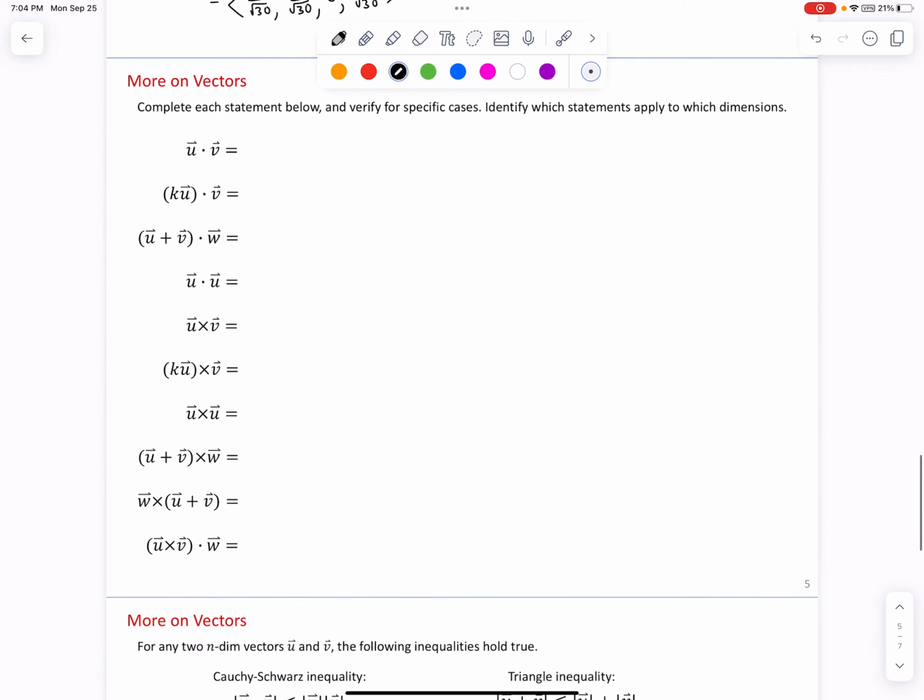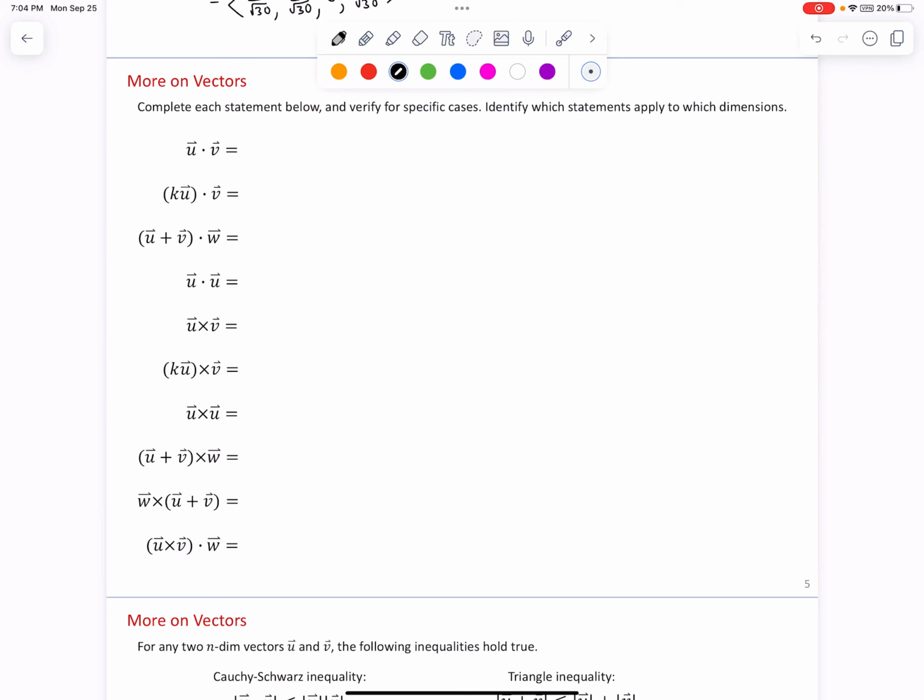Okay, let's go to the next page. Complete each statement below and verify for specific cases. Identify which statements apply to which dimensions. Now, the dot or the inner product can be applied to any dimensional vector, but it only makes sense to do an n-dimensional vector dot with another n-dimensional vector. So 4-dimensional dotted with another 4-dimensional. You would not want to do a 4-dimensional dotted with a 3-dimensional.